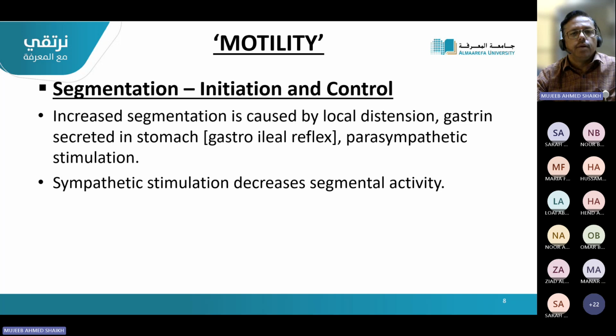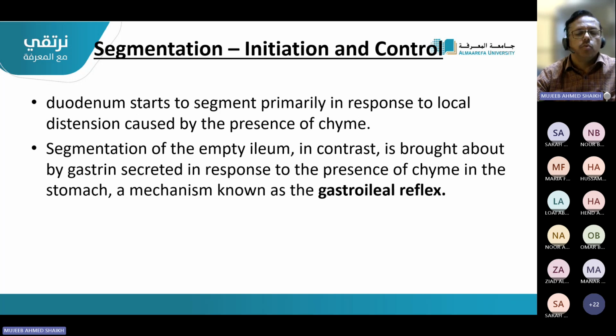Okay. Now we have seen why it occurs, and that this will lead to the mixing movement. But how will it cause the food to pass from one area to another, because there is contraction and relaxation at the same place? These are not peristaltic waves. These are local contraction and relaxation. They are not moving from one place to another place. So how will the food move then?